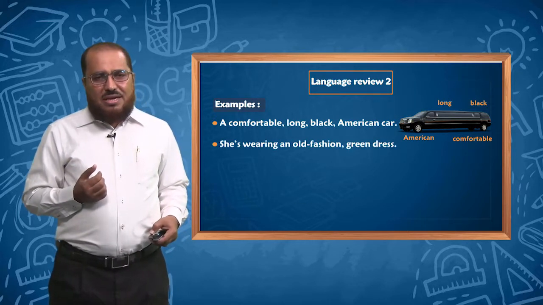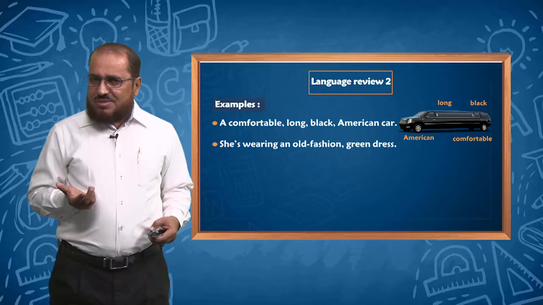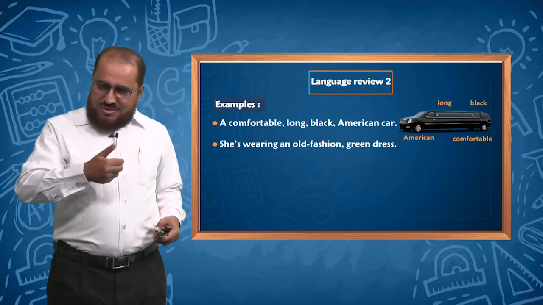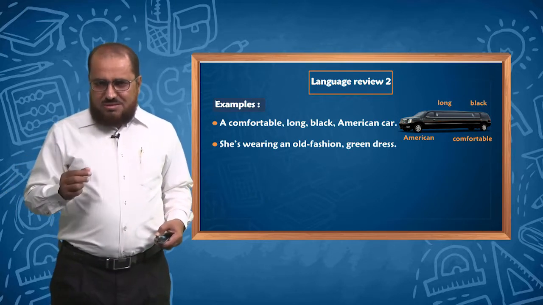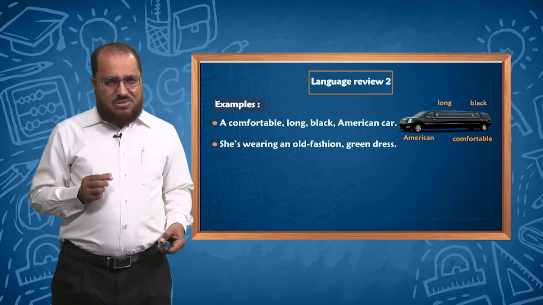She is wearing an old-fashioned green dress. What dress? You can imagine now how she is dressed. Old dress? Green dress? Okay? But correctly ordered: an old, here is the age, old-fashioned, then green, color, dress. More examples.